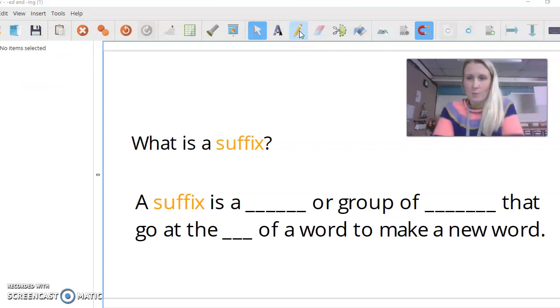Let's come back and let's start this sentence. A suffix is a letter or a group of letters that go at the end of a word to make a new word, don't they? They have the root word, which I spoke about yesterday, and they change the meaning of that word.